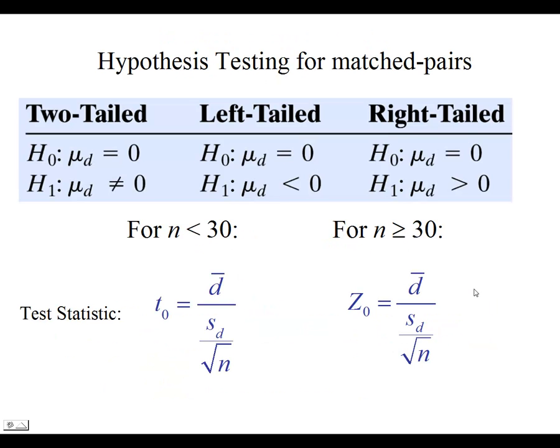Now, if we're dealing with the testing of it, again, it's going to look very much like a one sample test with one exception. In the one sample test, we're looking at the mean equaling some proposed value. In this case, it's always going to be 0. So we're looking to see if there is a difference. So in this one, there's no difference versus there is a difference. So the mean of the paired differences equals 0 versus doesn't.